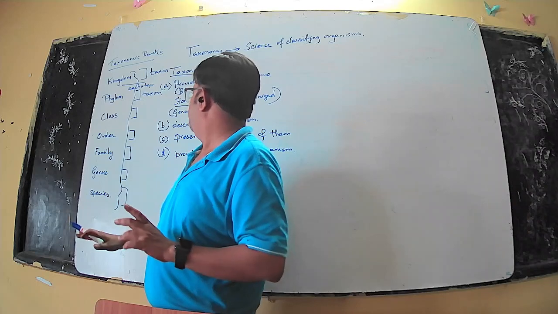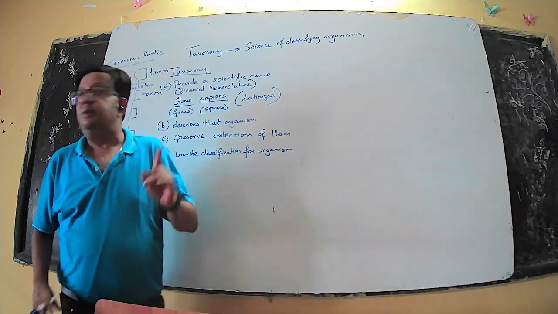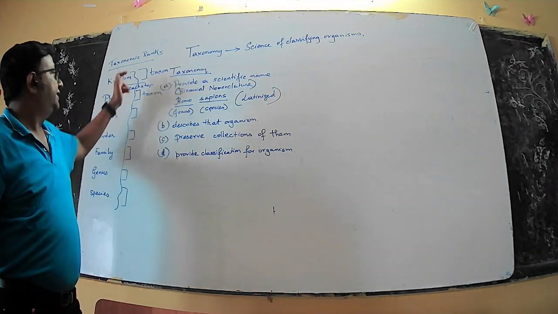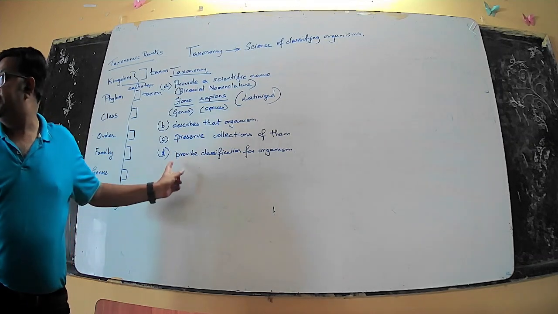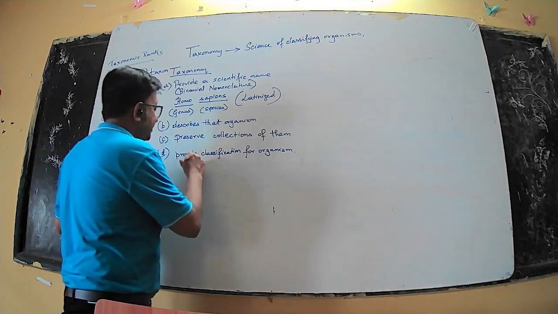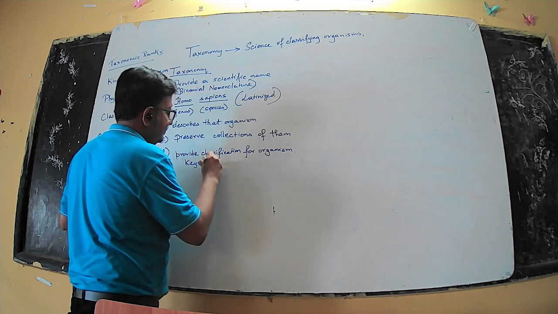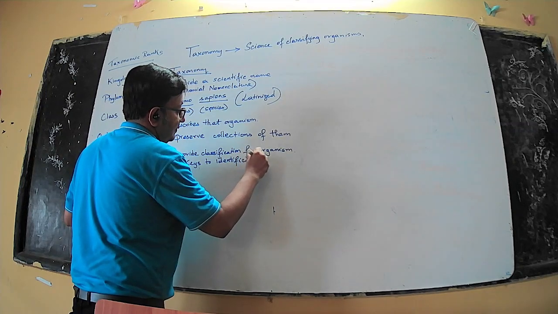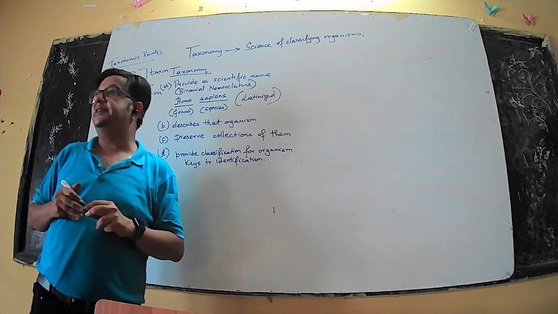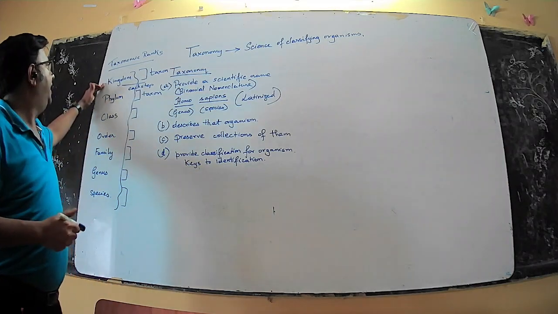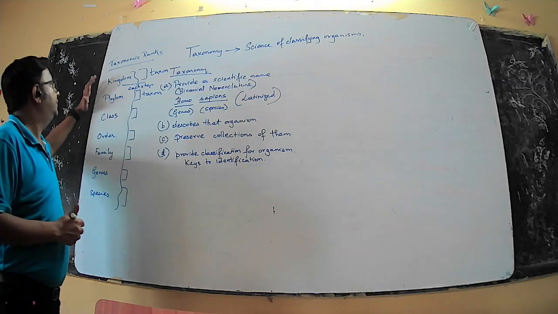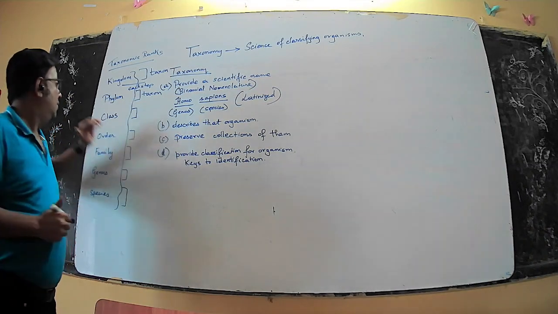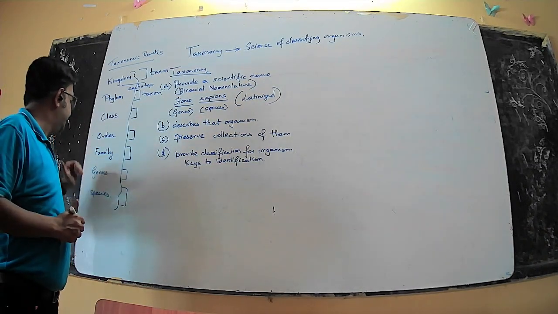So these are the taxonomic ranks. So in taxonomy you provide classification for these organisms. You do these steps, and each step is known as a taxon. You do this classification. Not only that, you have to give them keys to identification. Now, what are these keys to identification? The keys to identification include why this kingdom, why this phylum, why this class, why this order, why this family, why this genus, why this species.